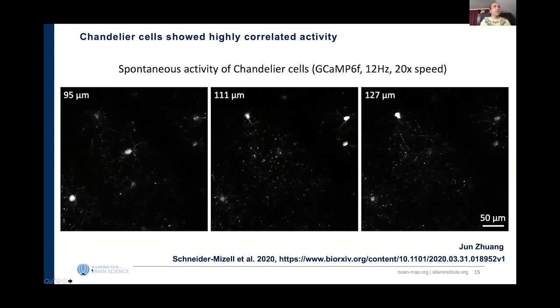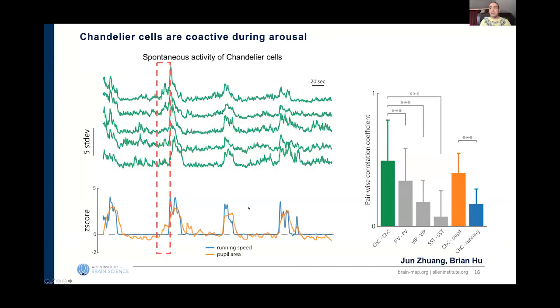So this is for those 10 minutes. For those five cells that are shown in that video, you can see here the traces of their activity, and you can see that they are highly correlated. You can see here on the graph their pairwise correlation coefficient, and not just from this, but for all the cells in the, I think it was three mice that we looked at.